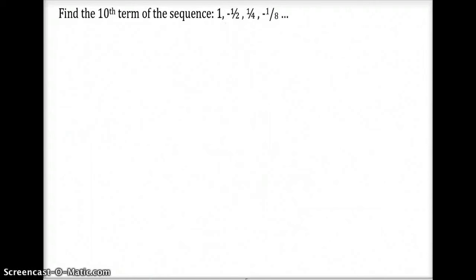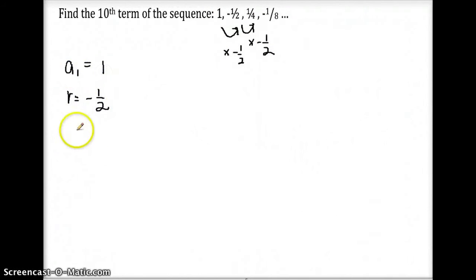Okay, next problem says, find the 10th term of the sequence 1, negative 1/2, 1/4, negative 1/8. It might be weird that we have negatives, but what we're basically doing here is multiplying by negative 1/2. The reason it alternates between negative and positive is that when we multiply two negatives, we have a positive. So r is going to be negative 1/2, and a1, the first term of the sequence, is 1.